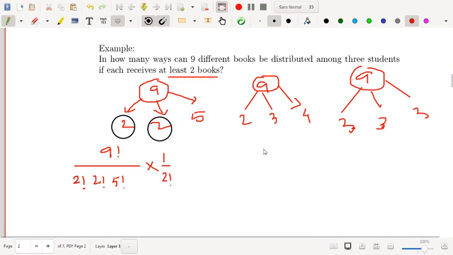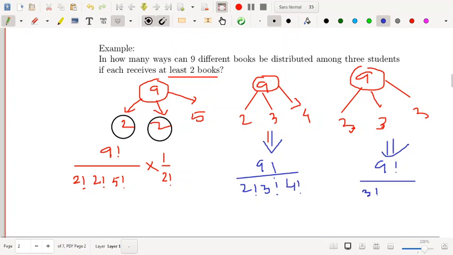Now what about this case? Let us write in a blue color so that you can understand. In this case, you have factorial 9 by factorial 2, factorial 3, factorial 4, and this is unequal division. And in this case you have equal division, each getting 3 books. So your division will be factorial 9 by factorial 3, factorial 3, factorial 3, into 1 by factorial 3, because there are 3 equal divisions. Clear?